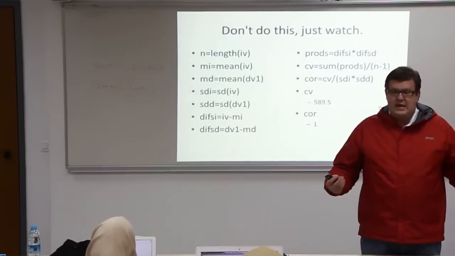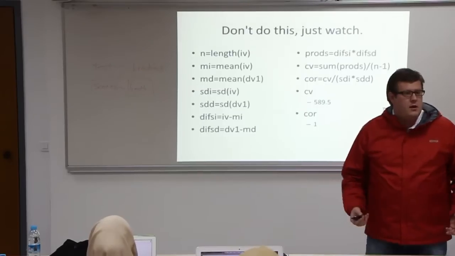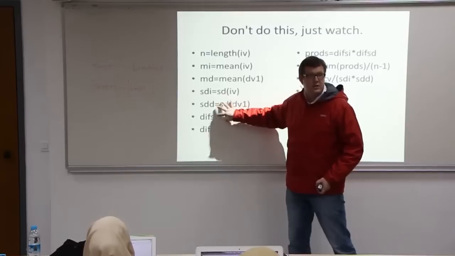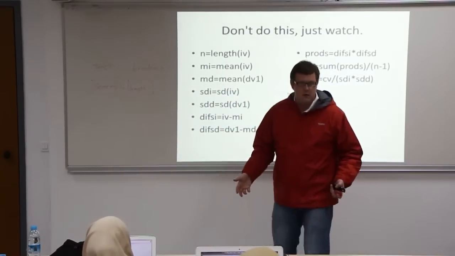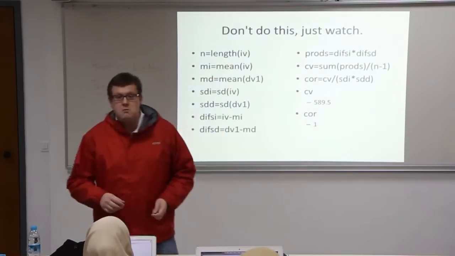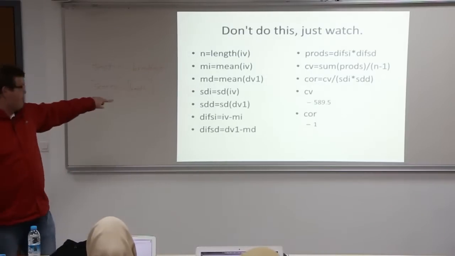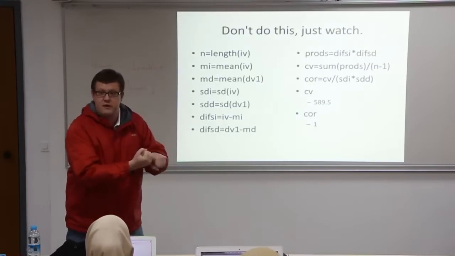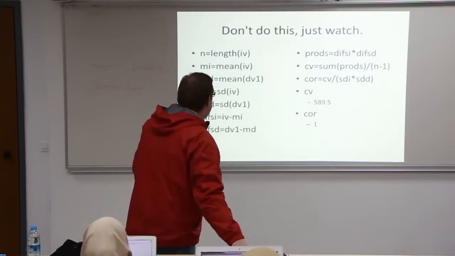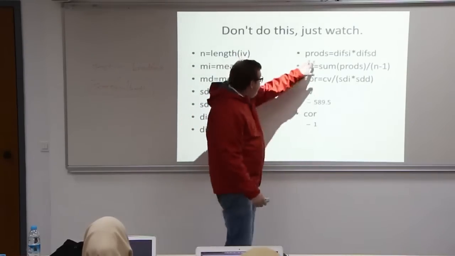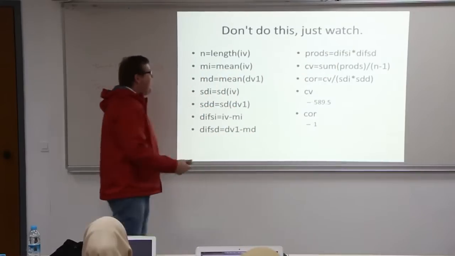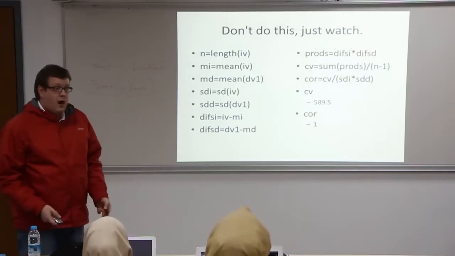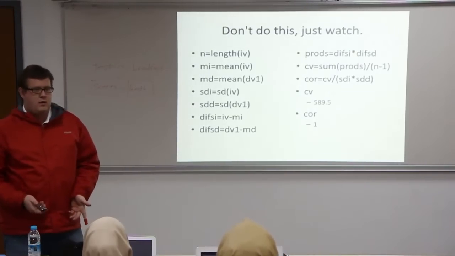So then we need to calculate covariance, right? Because we can calculate the correlation if we know the covariance and the standard deviations. We have this, we don't have the covariance yet. So what do we need to do? We need to multiply the differences. Each difference with its paired difference for the other variable. So that's what I'm doing here. Products. Products equal the differences for the independent variable times the differences for the dependent variable. So then the covariance is the sum of those products divided by n minus 1. Right?